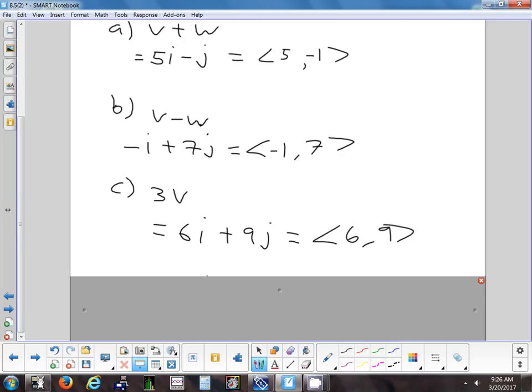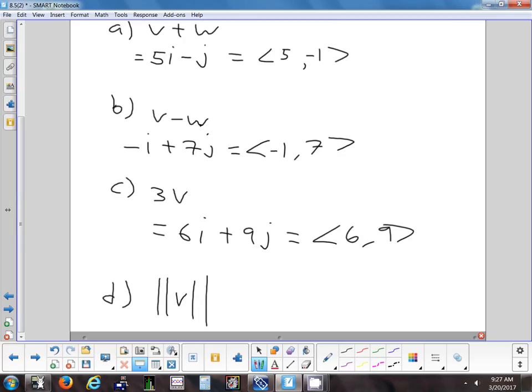Okay, so any questions on scaling a vector? Okay, it's a lot easier than having to do it on paper by drawing it, because if you were going to draw it, you'd have to take your vector and then draw the same thing 3 times. This, you just do multiplication. Okay, and the last one.